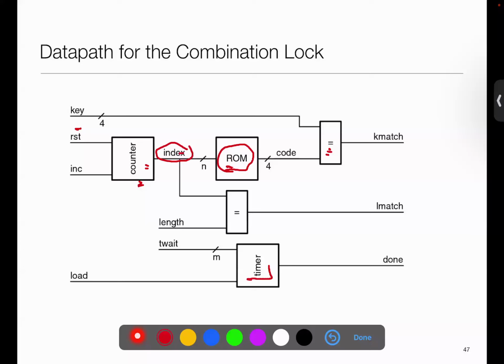I need a timer so that I can wait. So that's the done part. Timer we have already seen. And then I need to have a match for the length, right? So the length match and the actual key match.